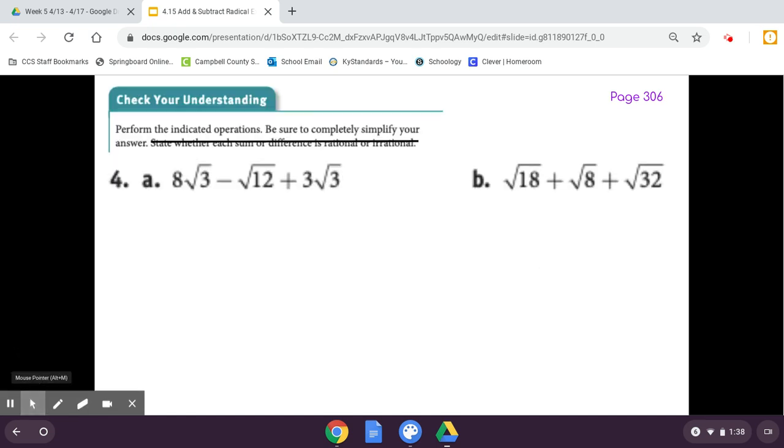So now we're going to do some problems on 306 under the check for understanding. Okay, so it would be wise of you to try these on your own, pause this, try it on your own, and then come back and see if you did it correctly.